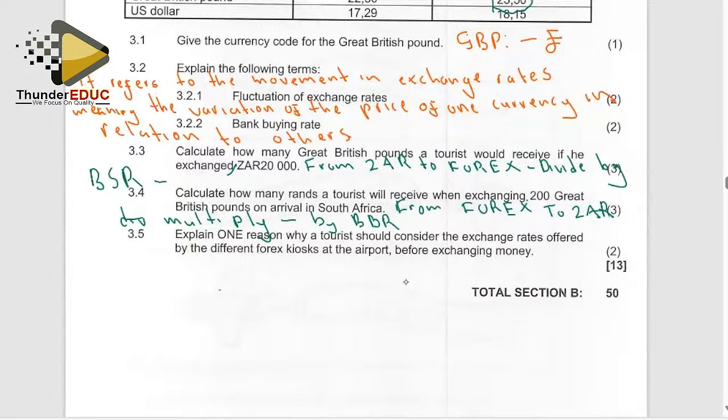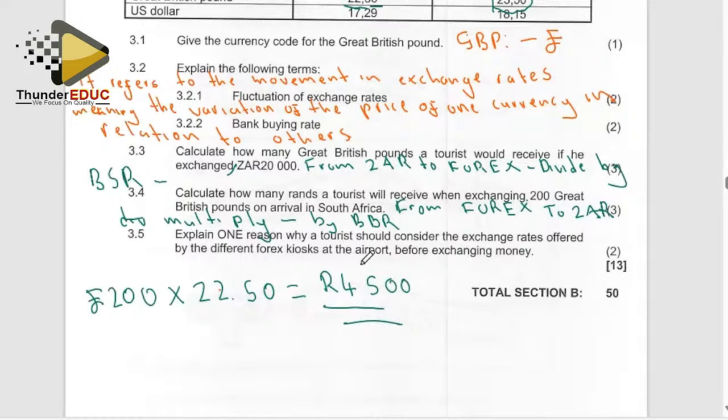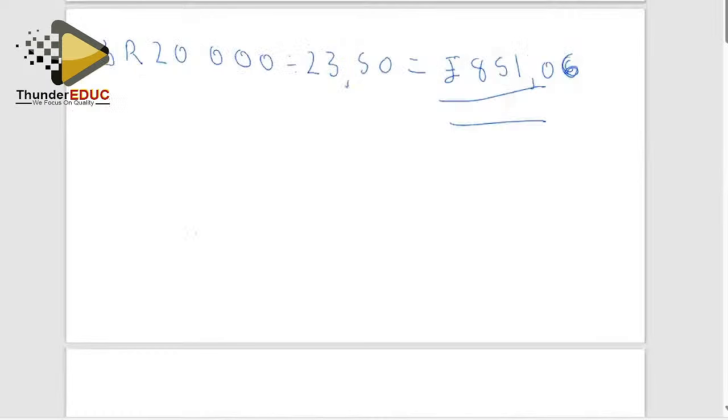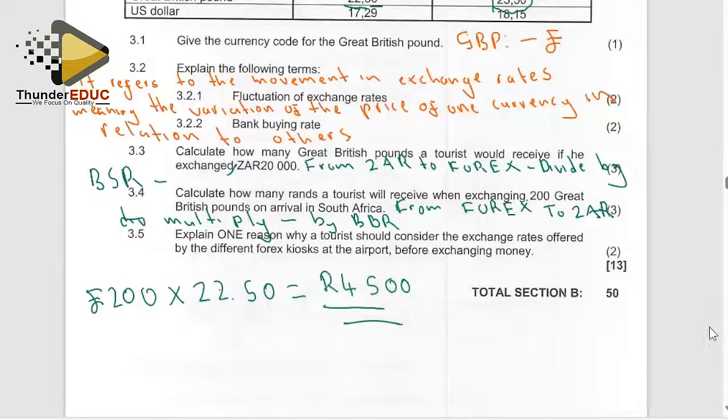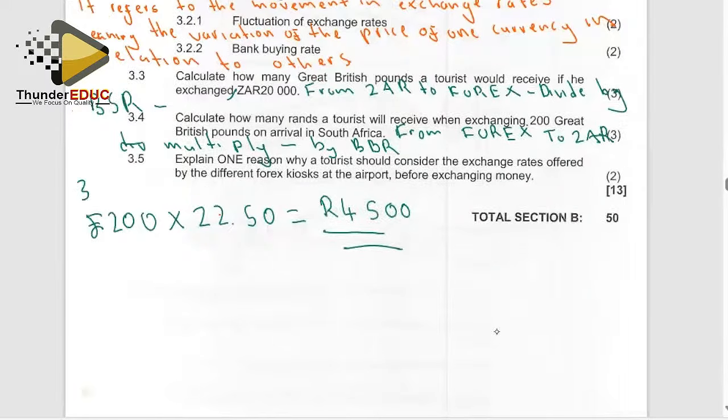What are we given here? We have 200 British pounds multiplied by the BBR, which is 22.50, because the bank is the one which is now buying the pounds in exchange for South African Rand. So 200 times 22.50 would give us 4,500 rands. That is how you calculate this. The first one we have 851 pounds, then the second one 4,500, which is the answer for 3.4.